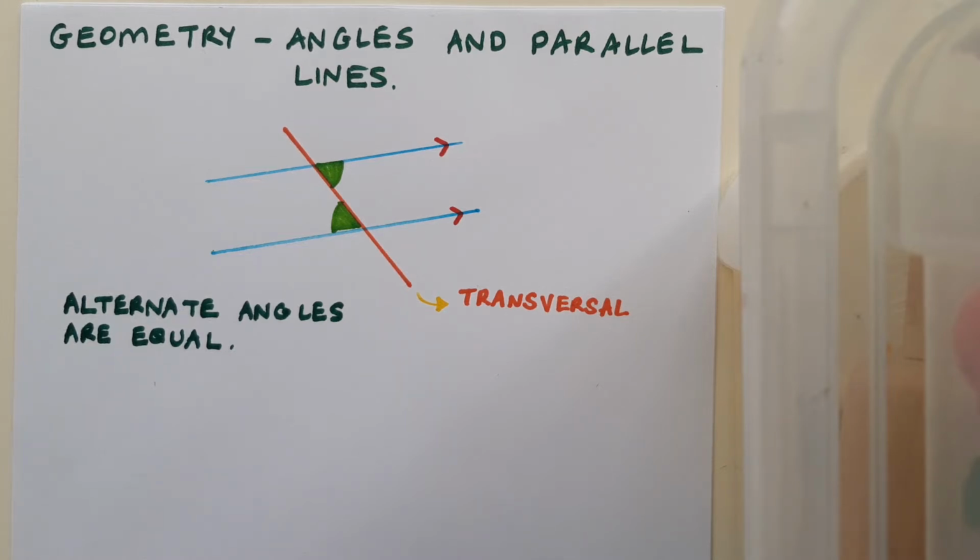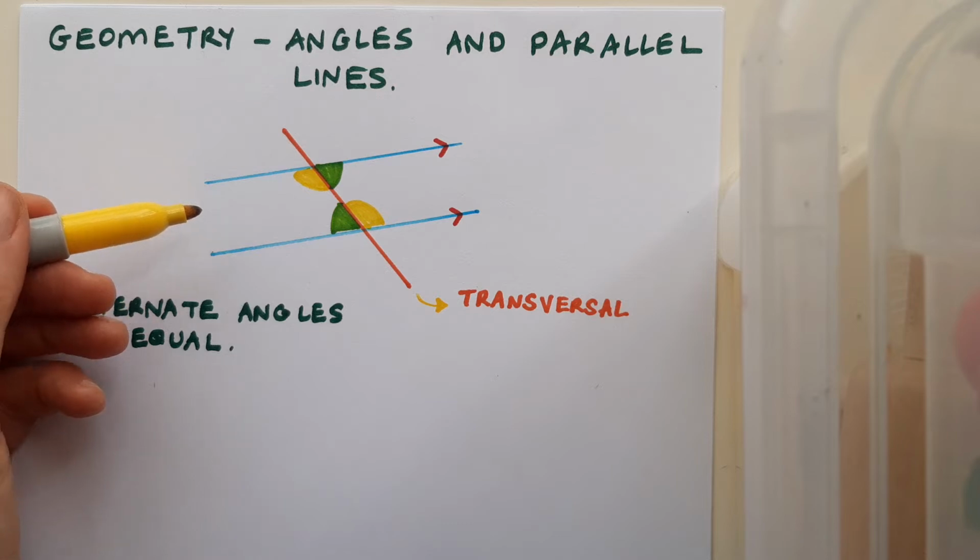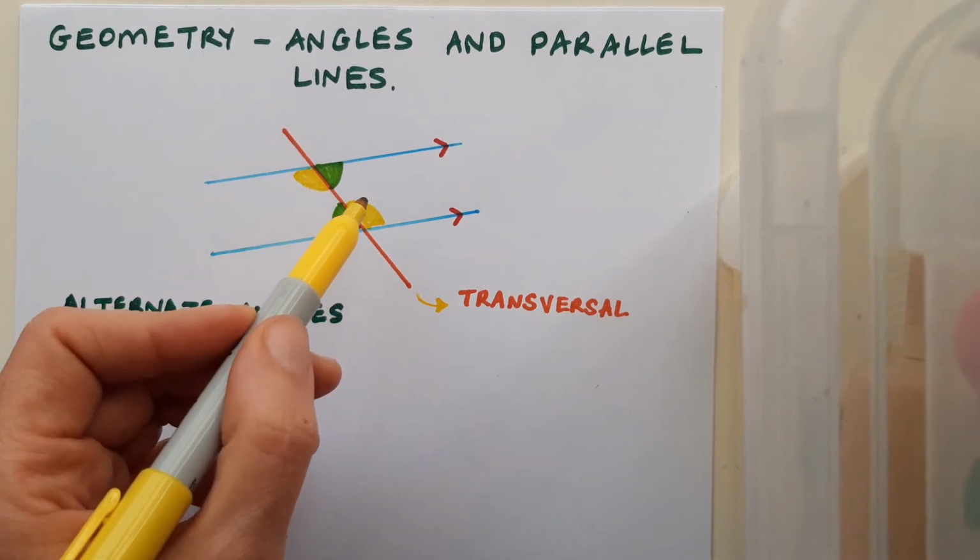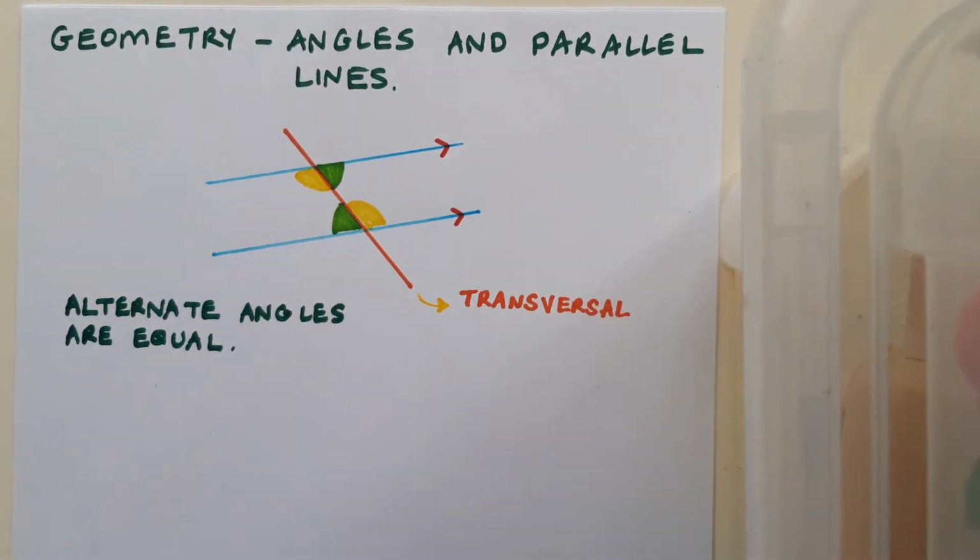There's a second pair of alternate angles in this diagram. Can you find them? The angles shaded in yellow are also alternate angles. Again, they are between the parallel lines and on opposite sides of the transversal. This rule can be useful to help me find unknown angles in a question.